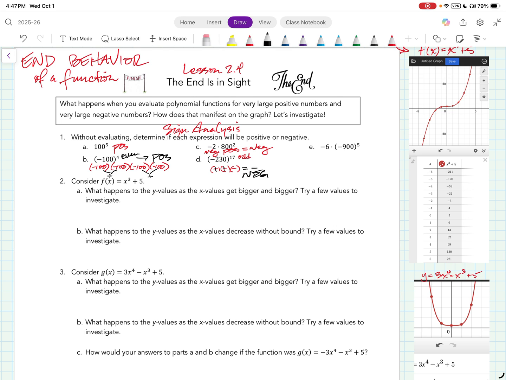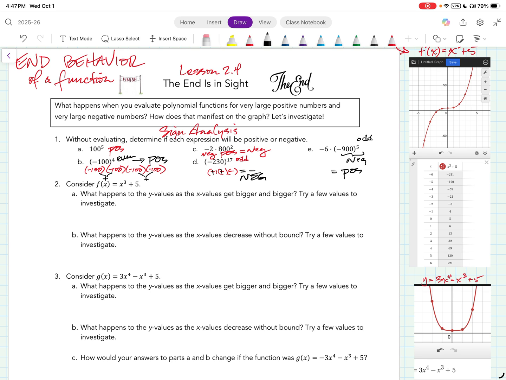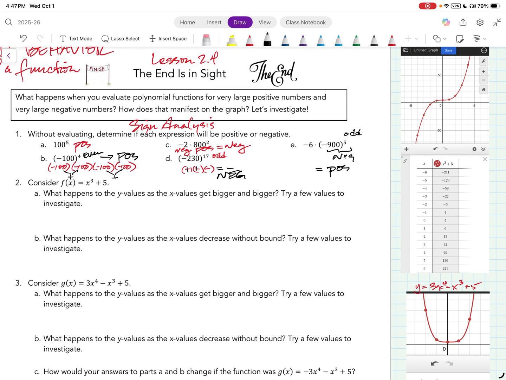And the last one here, based on what I just said, negative 900 to the fifth power, which is an odd power, that's negative. Then you multiply it by negative 6, and you have a negative times a negative. Well, guess what? You have a positive result. You've got to be wondering, why is this important? Well, we're going to be substituting big numbers into the dominant term of a function to figure out what happens to the y values. Do they get bigger, or do they get smaller or more negative? We're going to use this skill in a minute.